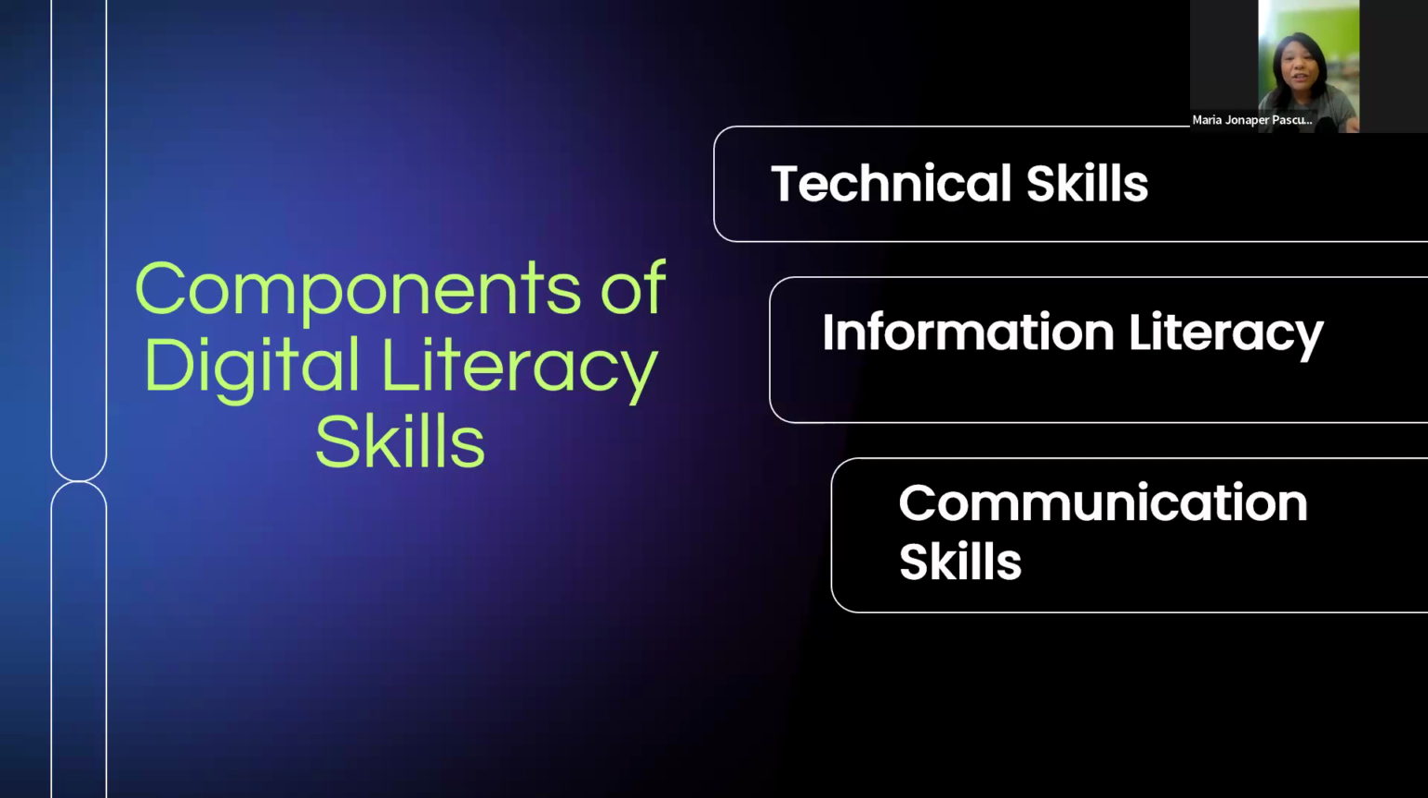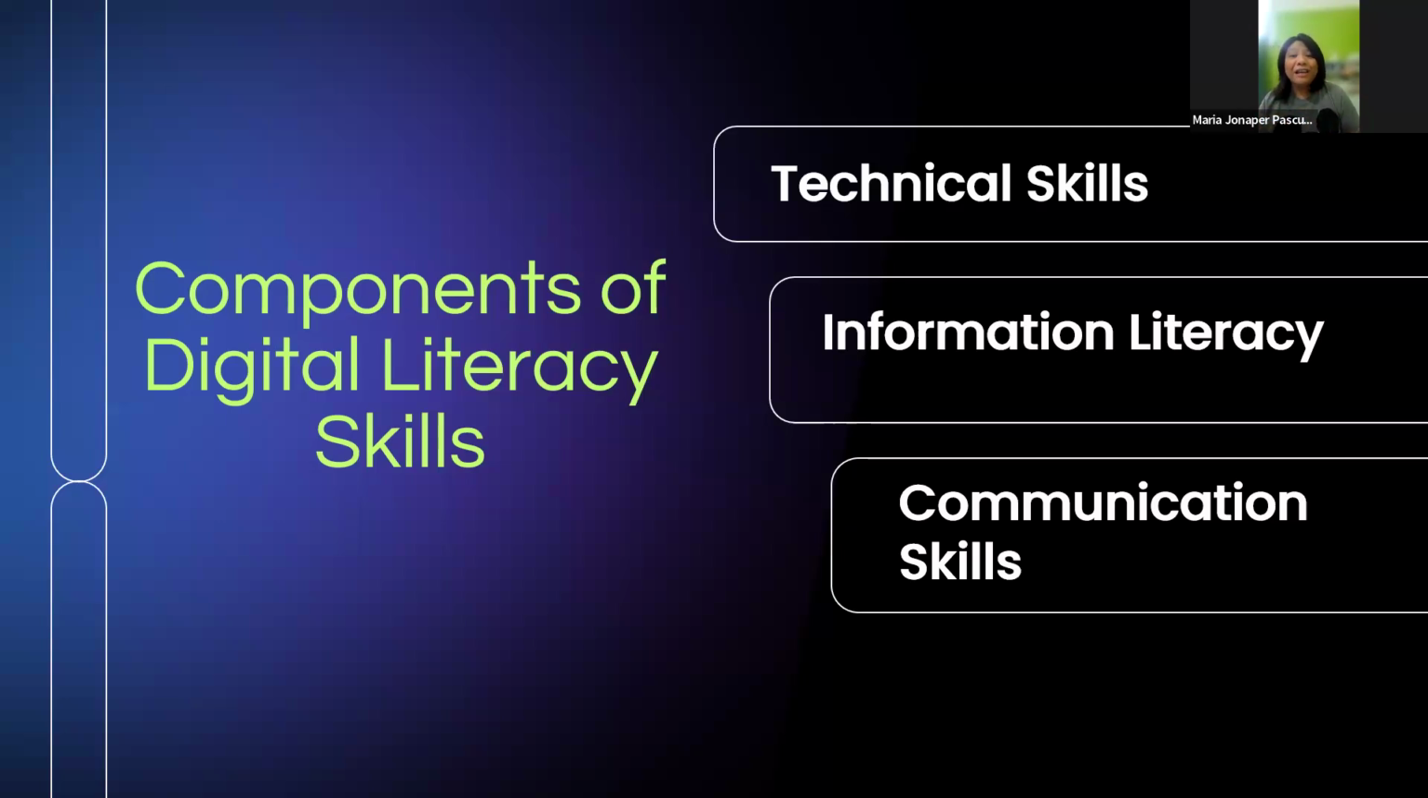The second component is what we call information literacy. It's all about searching for information, evaluating the sources, or organizing information. So it's all about managing digital information effectively, assessing the credibility and relevance of online sources, and knowing how to find reliable information online. And the third component is communication skills. Of course, it's all about online communication using email, social media, and other online platforms to communicate effectively, and collaboration tools, which we are using right now, working with others using Google Docs, Microsoft Teams, and Slack.